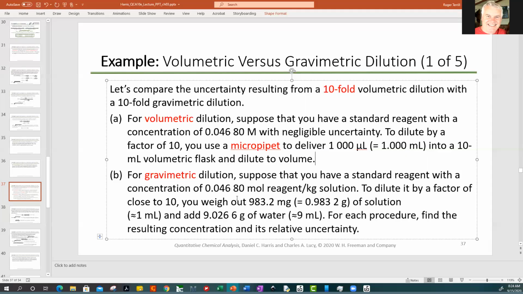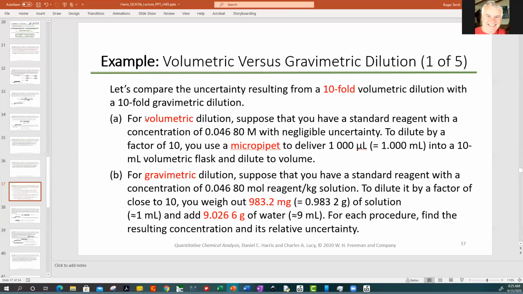We're diluting it by weight, right? So we're going to take 983.2 milligrams, which is about 1 mL, and add 9,026.6 milligrams of water, about 9 mL, right? Since the masses have to be additive, this is sort of an embedded weird thing. I don't like it. It's a little bit too tricky.